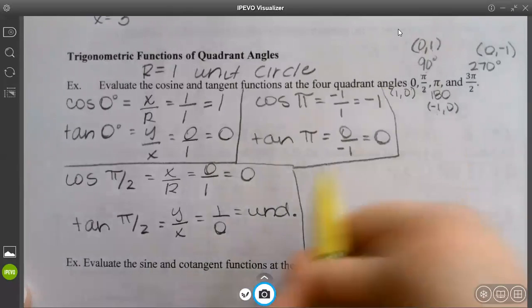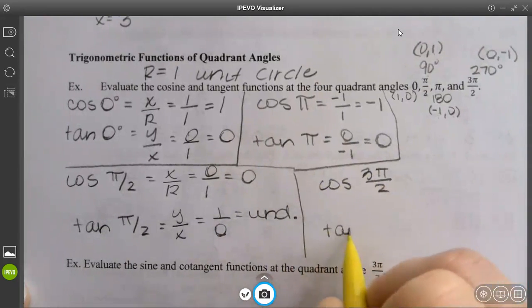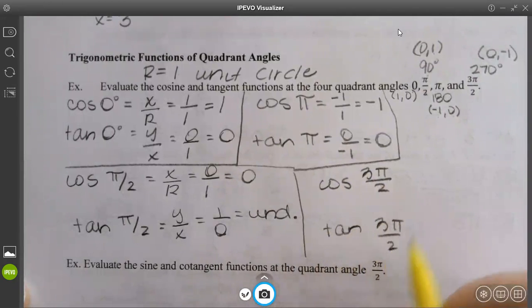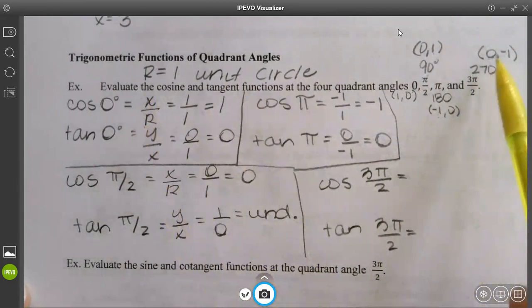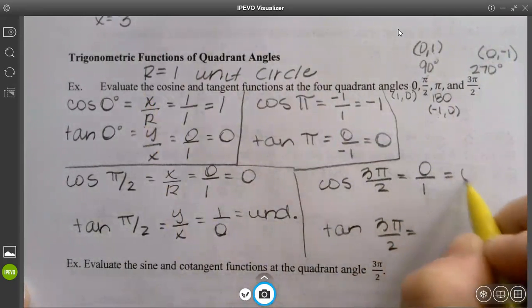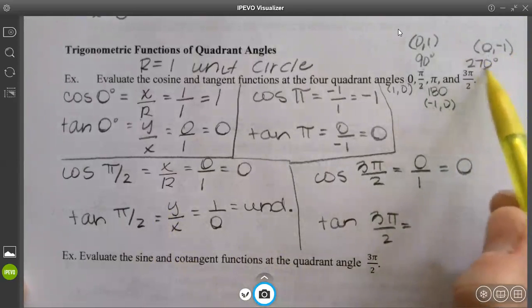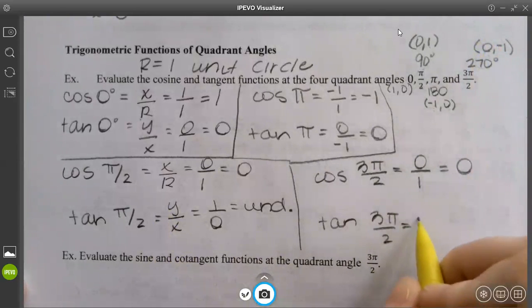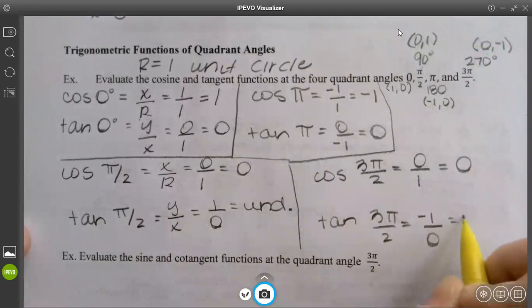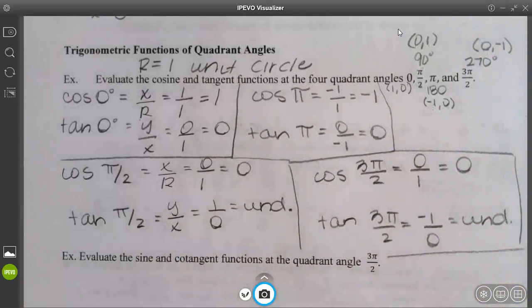And then the last thing I gotta do is cosine 3 pi over 2 and tan 3 pi over 2. Cosine is x over r. What's your x coordinate? 0. What's your r? 1. Which gives you 0. Tangent is y over x. So you're looking at your 270. What's your y? -1. Your x is 0, which means undefined. That's it. Any questions?